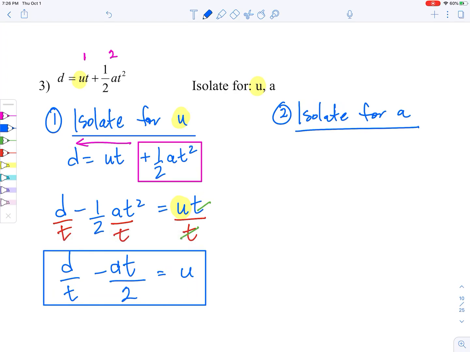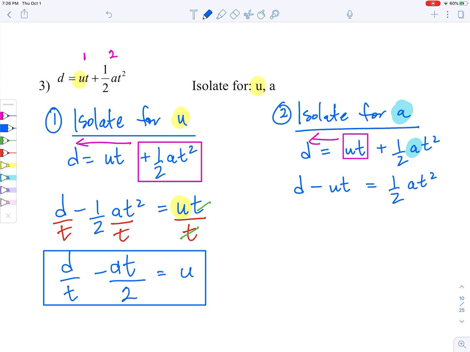Isolating for a. So d equals ut plus half a t squared. This time, if we're isolating for a, there is another term, this ut, and we're going to bring this term over to the left side. So d minus ut equals 1/2 a t squared.